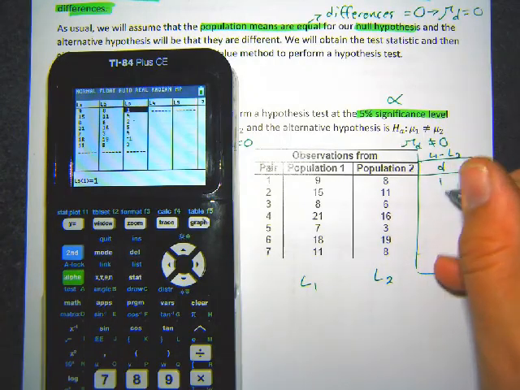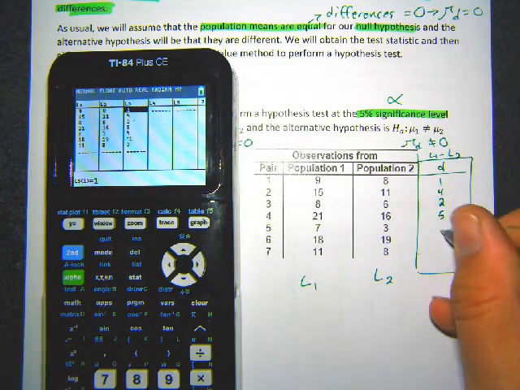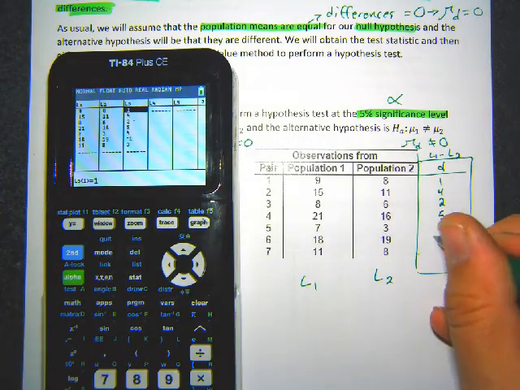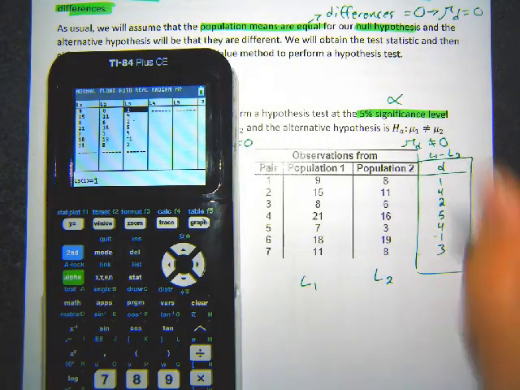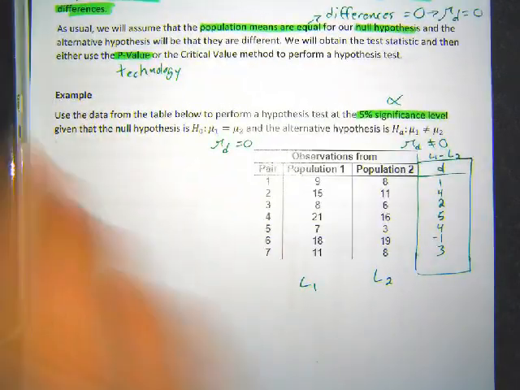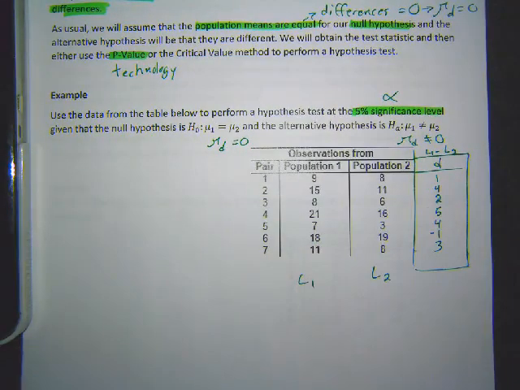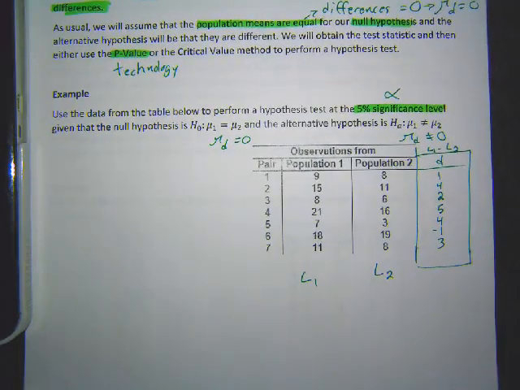Okay, so I got 1, 4, 2, 5, 4, -1, and 3. And that's my list of differences. So now when I go to do these, I'm going to use this list of differences. I'm not actually going to use these two lists anymore because I've got the differences to work with.